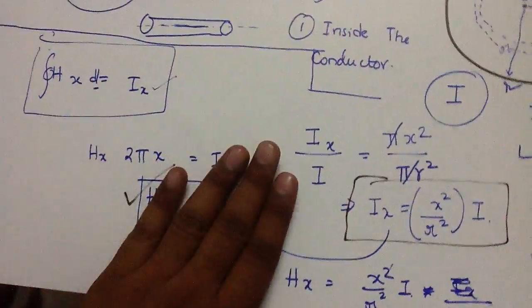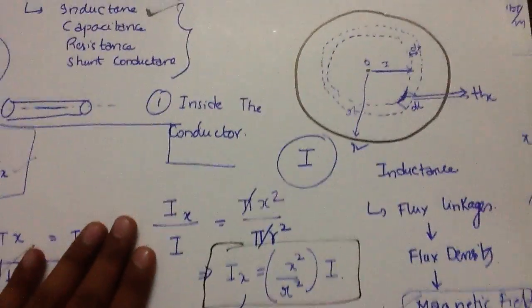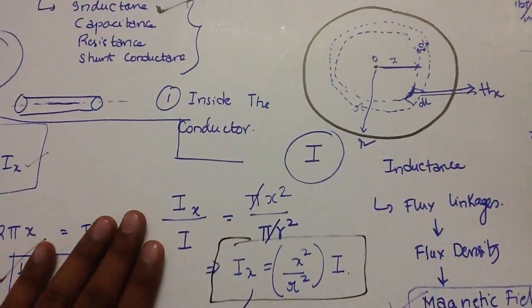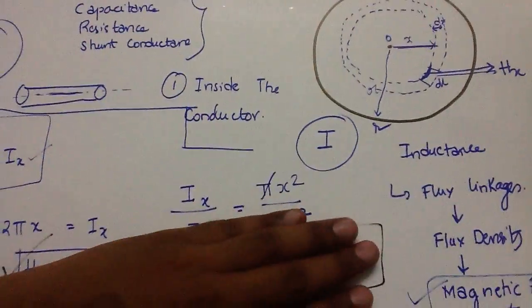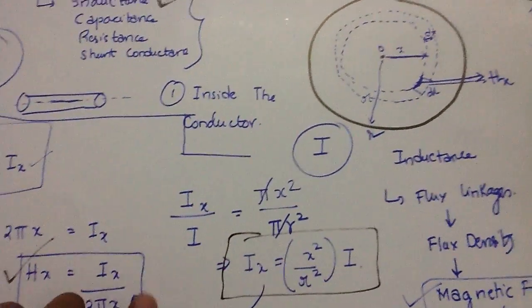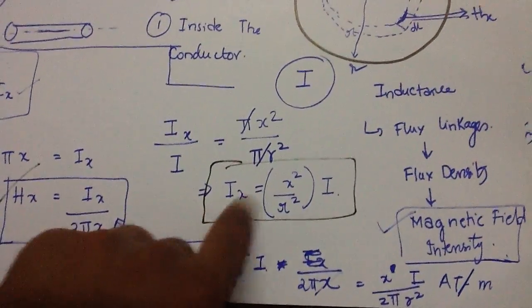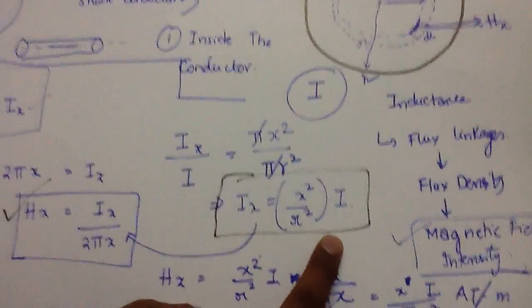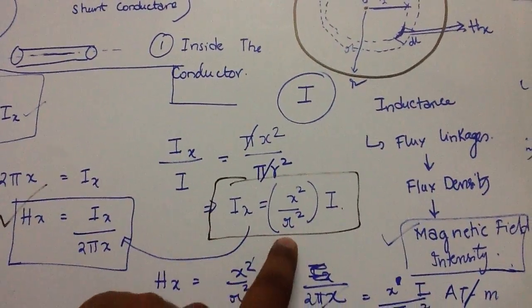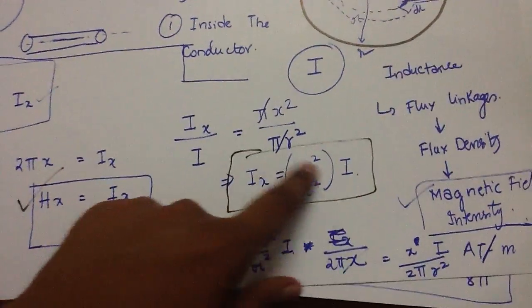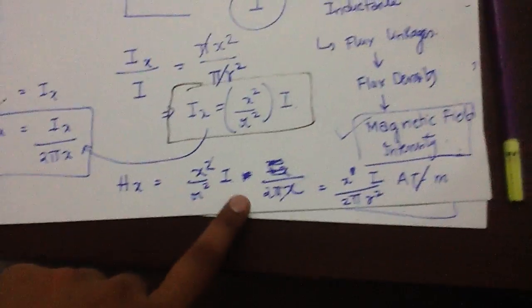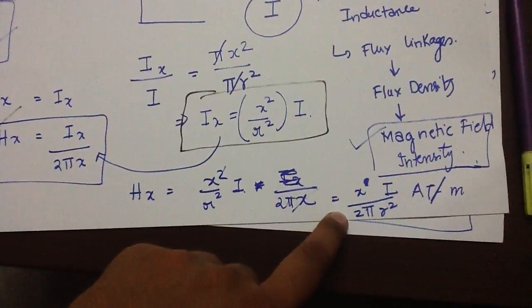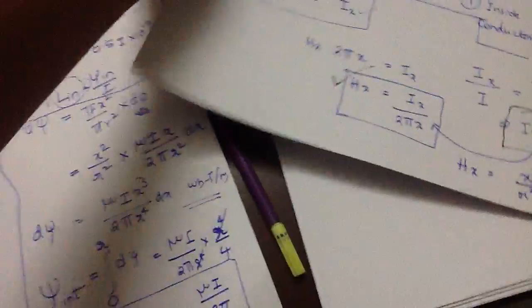Now, keeping this value aside, we know that the current passing through a conductor is directly proportional to the area of the cross section. So we have Ix by I is equal to pi x square by pi r square. So we have the value of Ix in terms of the actual current passing in the conductor. So Ix is equal to x square by r square into I. Substitute this value of Ix in Hx. Now we have Hx is equal to Ix by 2 pi r square ampere turns per meter.